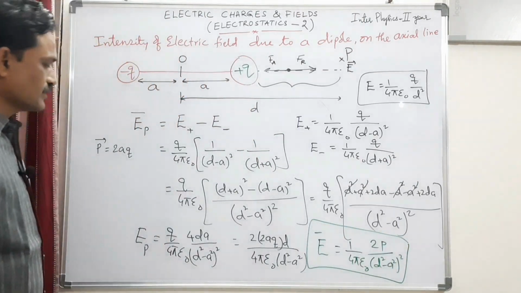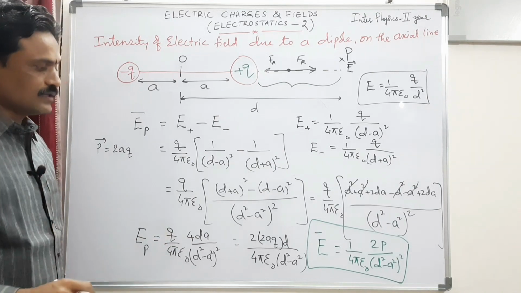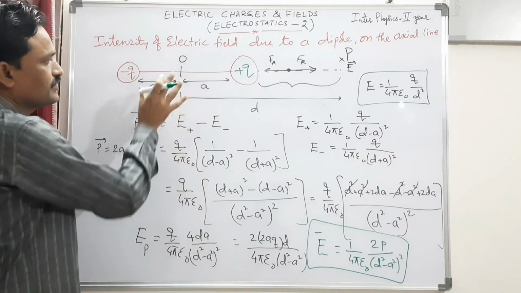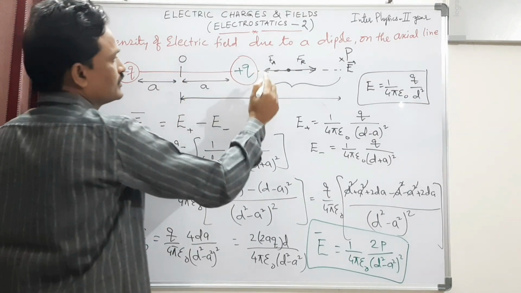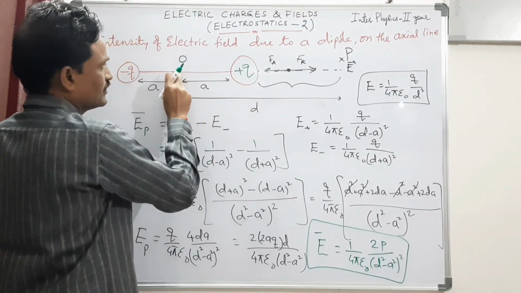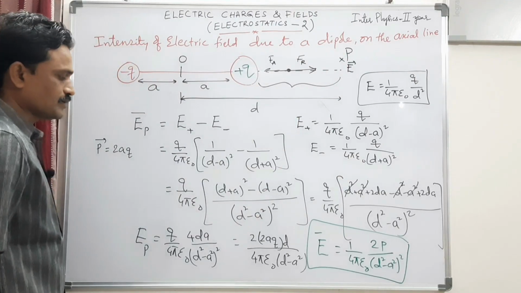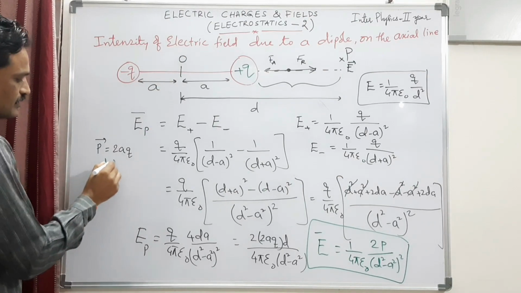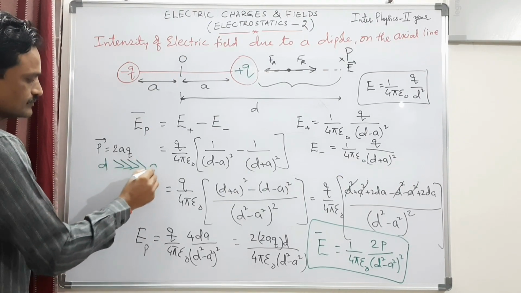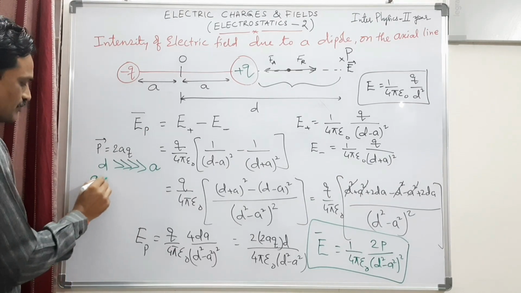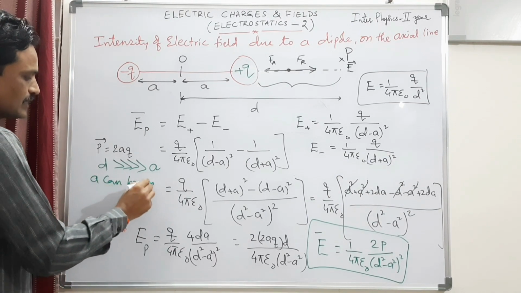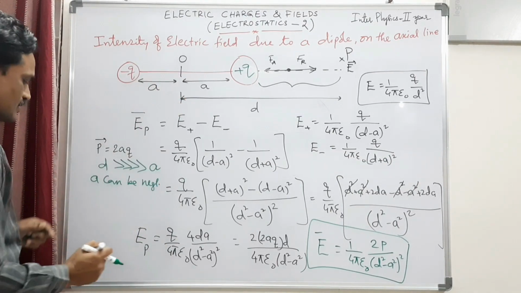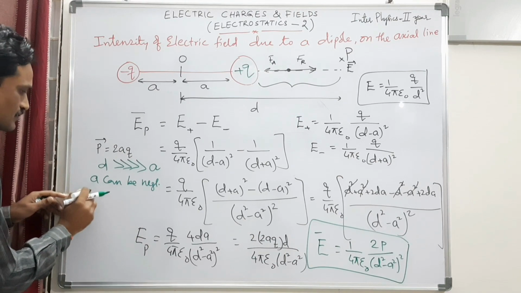As I told you, electric dipoles exist at a molecular level. So the distance between these two identical charges is very, very small when compared with the distance between the center of the dipole and the point P. That means d is always very much greater than A. So I can write d is very much greater than A. So in this case, A can be neglected.